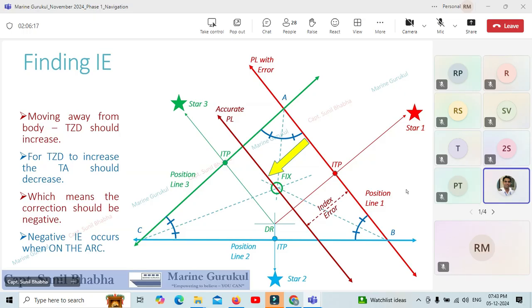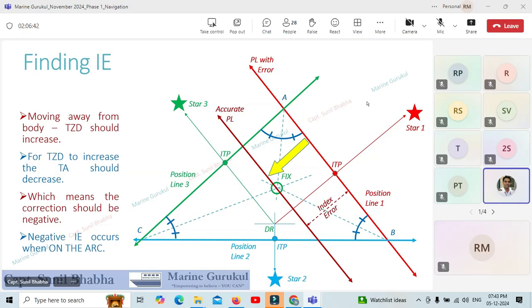Clear, beta? Understood? Yes, sir. Understood. Okay. Great, beta. Great. Now, this will complete the question. As far as the solving of the question is concerned, it takes care of the solution, beta. You will be able to find the index error as well as its sign.